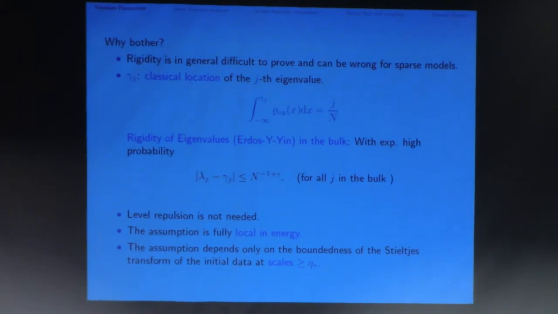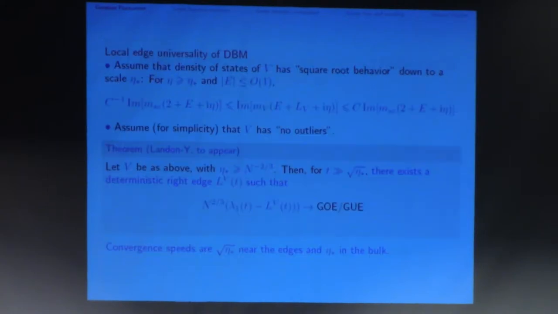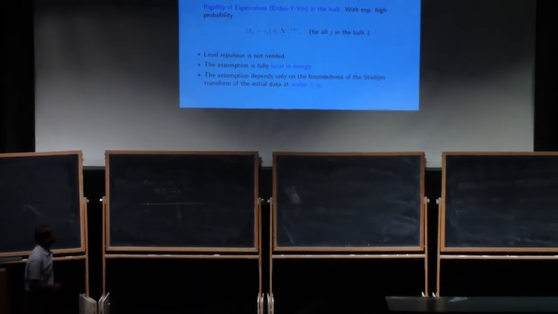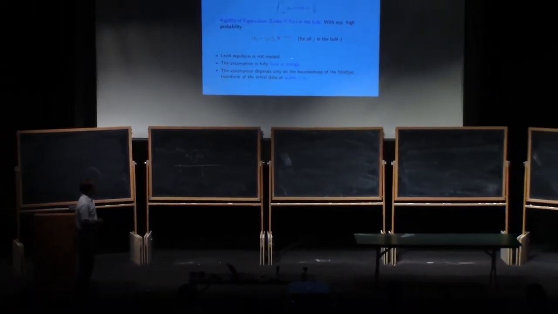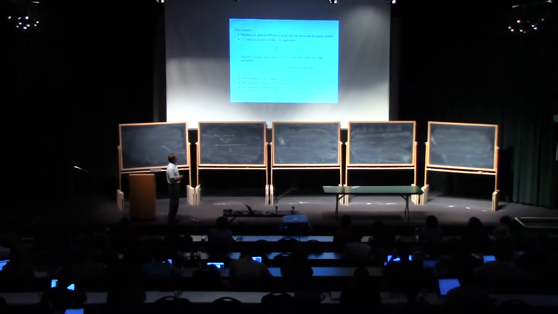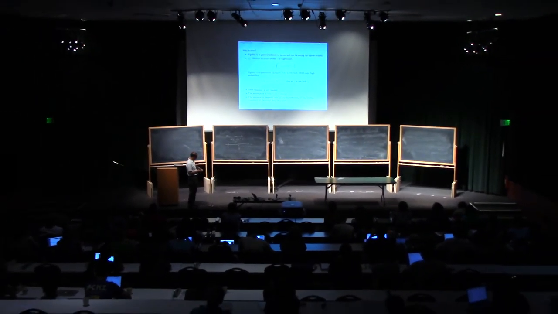Okay, so you may ask why we bother to prove all these theorems after spending so many years, when many theorems are already proved. Why do we go back to study all these local versions? We study a local version for various reasons. One is the so-called rigidity of eigenvalues.